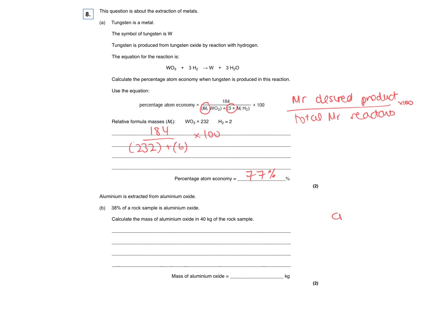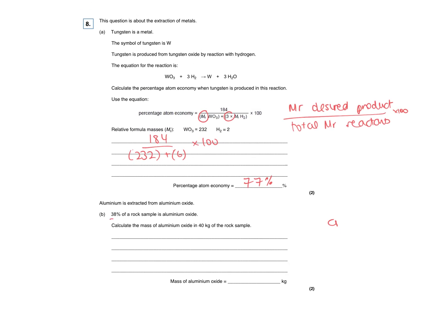Now the next question is very simple. 38% of a rock sample is aluminium oxide. Calculate the mass of aluminium oxide in 40 kg. So what you must do is 38 over 100 multiplied by 40. This gives us a value of 15 kg. So we divided it by 100 to bring it to decimal points. That means for every 1 kg, 380 grams are aluminium oxide. Okay, just multiplied it by 40 kg.